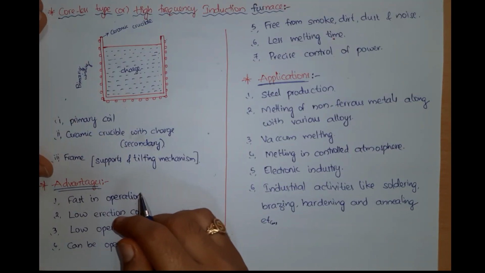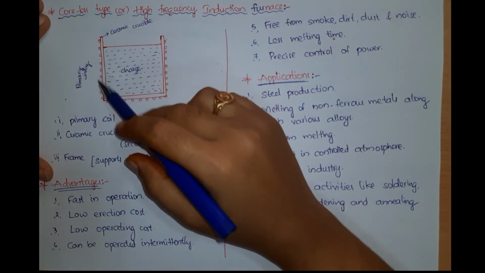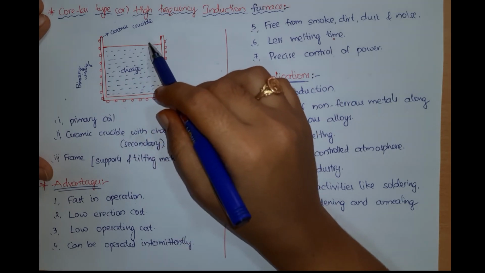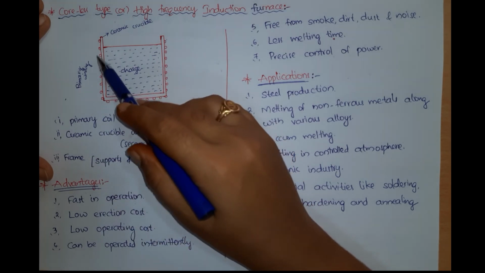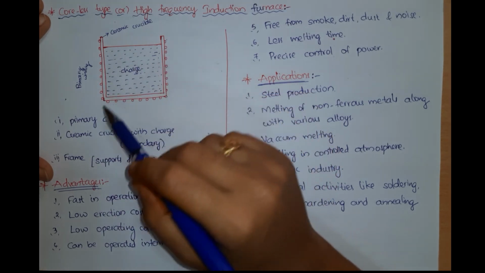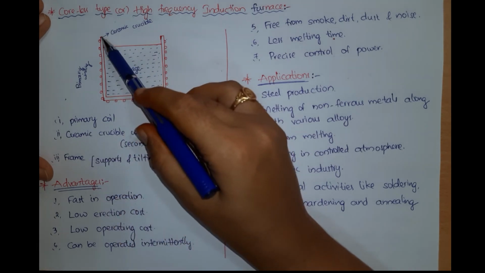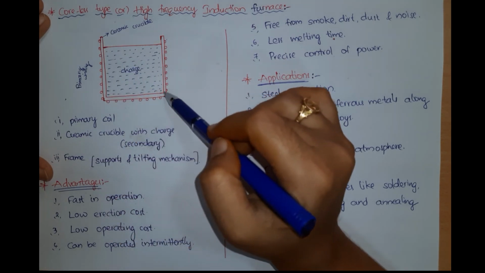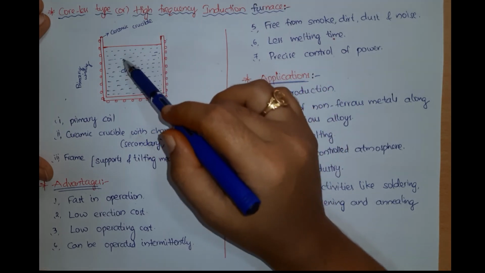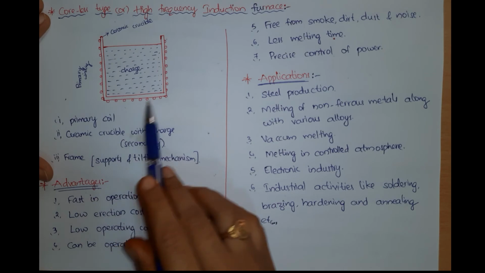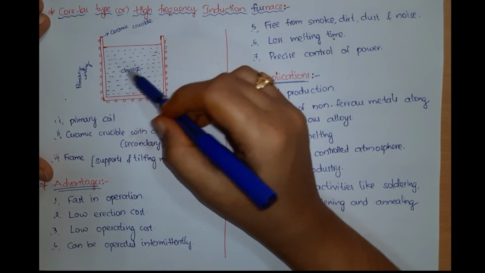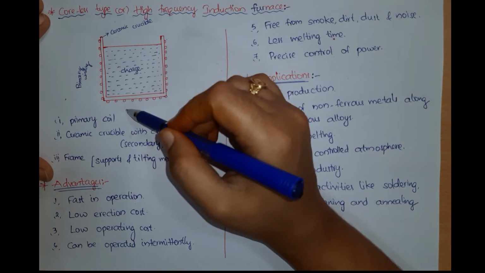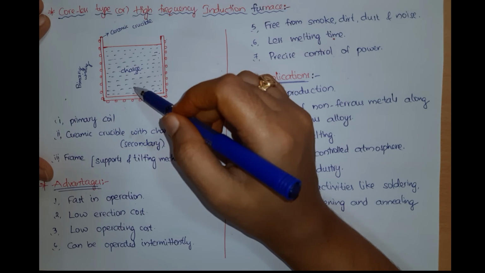Now coming to the coreless type or high frequency induction furnace. This is the constructional structure of the coreless or high frequency induction furnace. It consists of three major parts: the primary coil or primary winding; the ceramic crucible with a charge, which acts as a secondary with the charge inside it; and the frame in which all of this setup is placed, which consists of supports and a tilting mechanism for removal of charge from the furnace. So these are the three major parts of the coreless induction furnace.